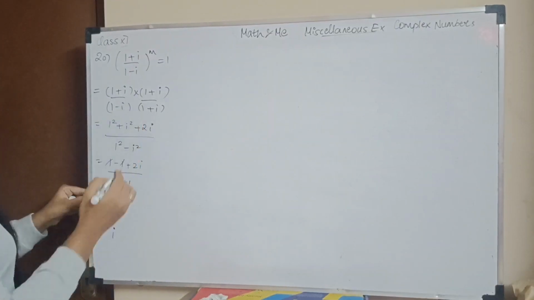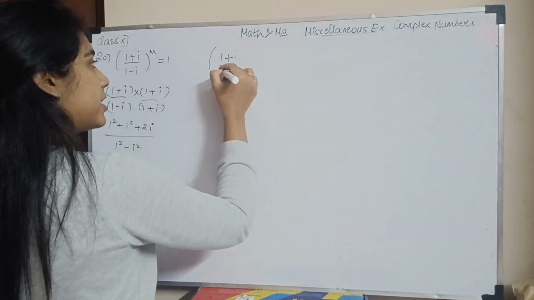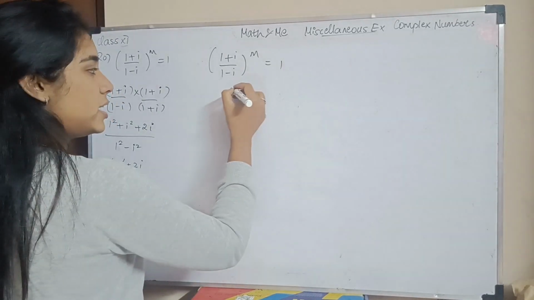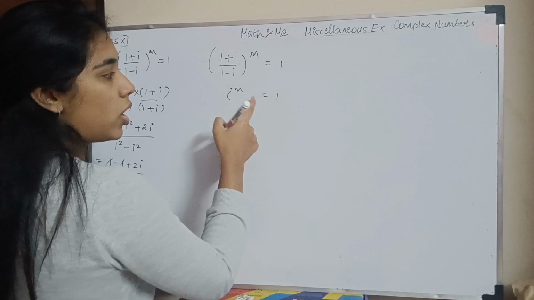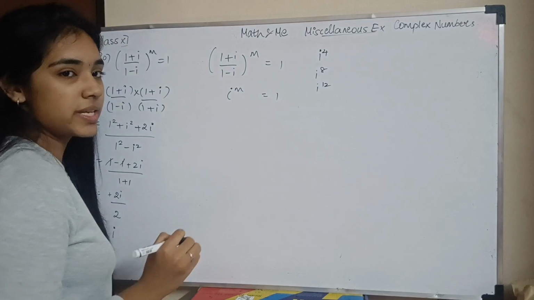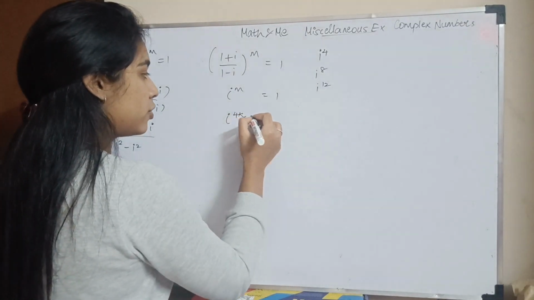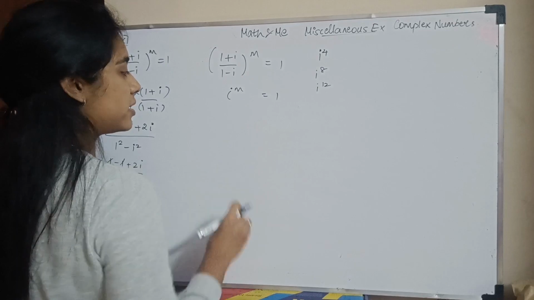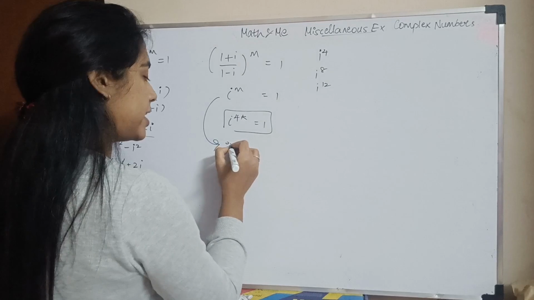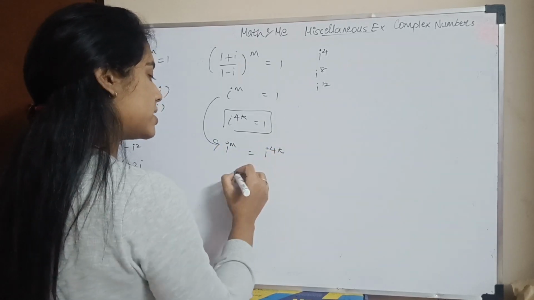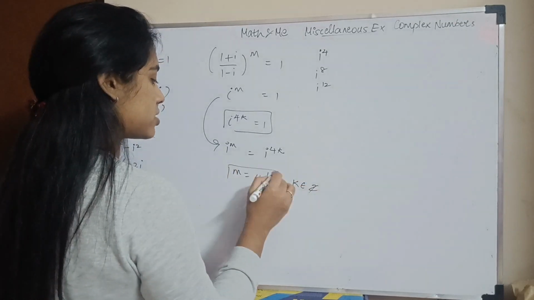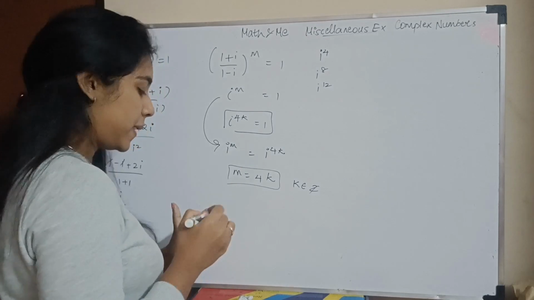So I have ((1 + i)/(1 − i))^m equals 1, and what is this term? i. So i to the power m equals 1. i to the power what is 1? i to the power 4, i to the power 8, i to the power 12, so basically multiples of 4. So i to the power 4k equals 1. So i to the power m equals i to the power 4k. Since the bases are same, m equals 4k, where k belongs to any integer. So this is my integral value of m.